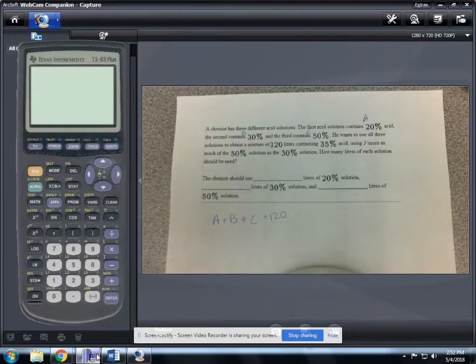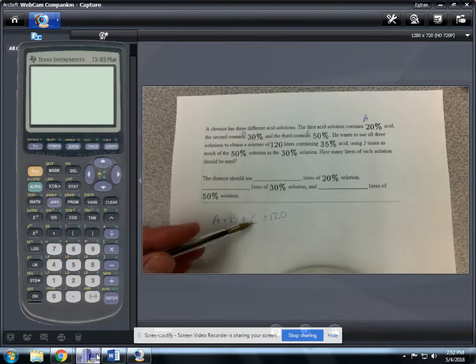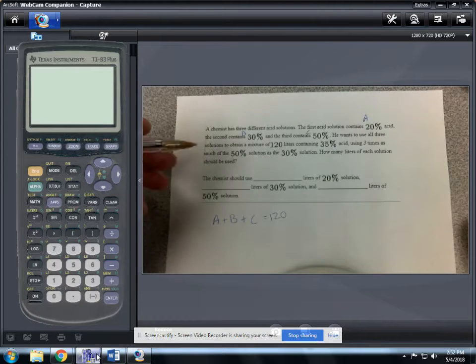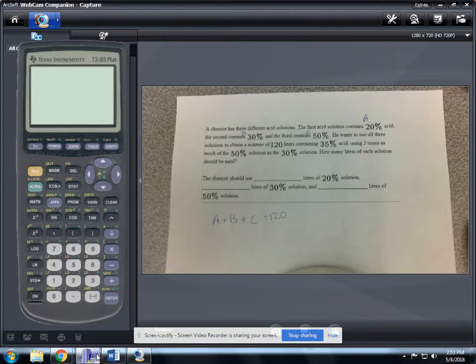So that's my quantity of the acid. Our A is 20% acid, B is 30% acid, and C is 50% acid, total of 120 liters. That equation doesn't deal with the percentages right now. So really, I guess I should say solution A, solution B, solution C. Now we do need to deal with those percentages.